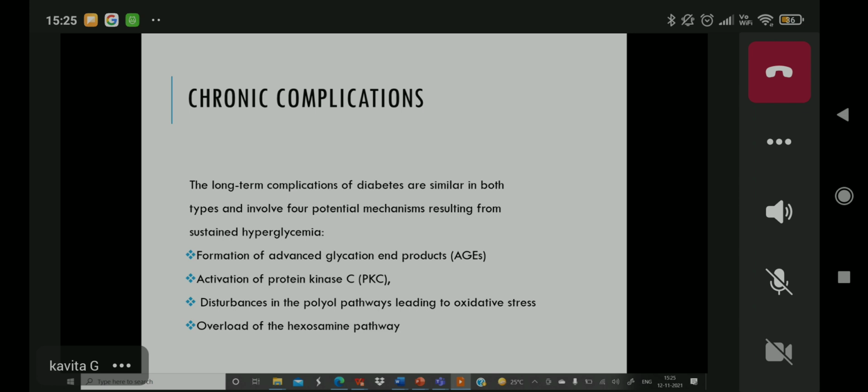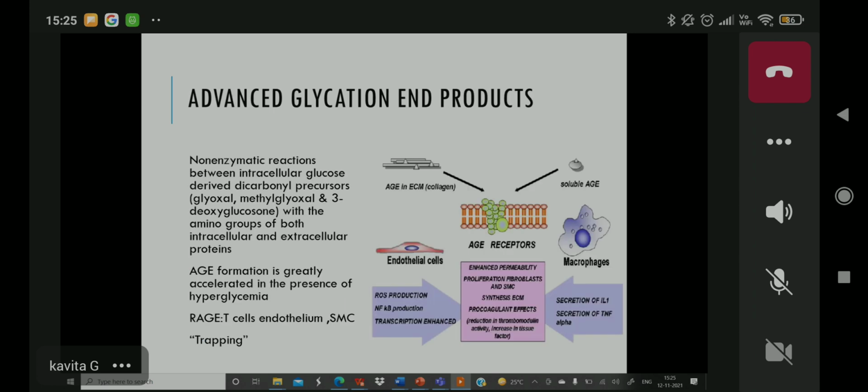Now chronic complications. So long-term complications, sustained hyperglycemia leads to the formation of advanced glycation end products. What is this? You have more glucose in your body, in the bloodstream. There is a non-enzymatic reaction between the intracellular glucose derived dicarbonyl precursors with amino groups of both the intracellular and extracellular protein. Nothing to worry about. It's something to understand.